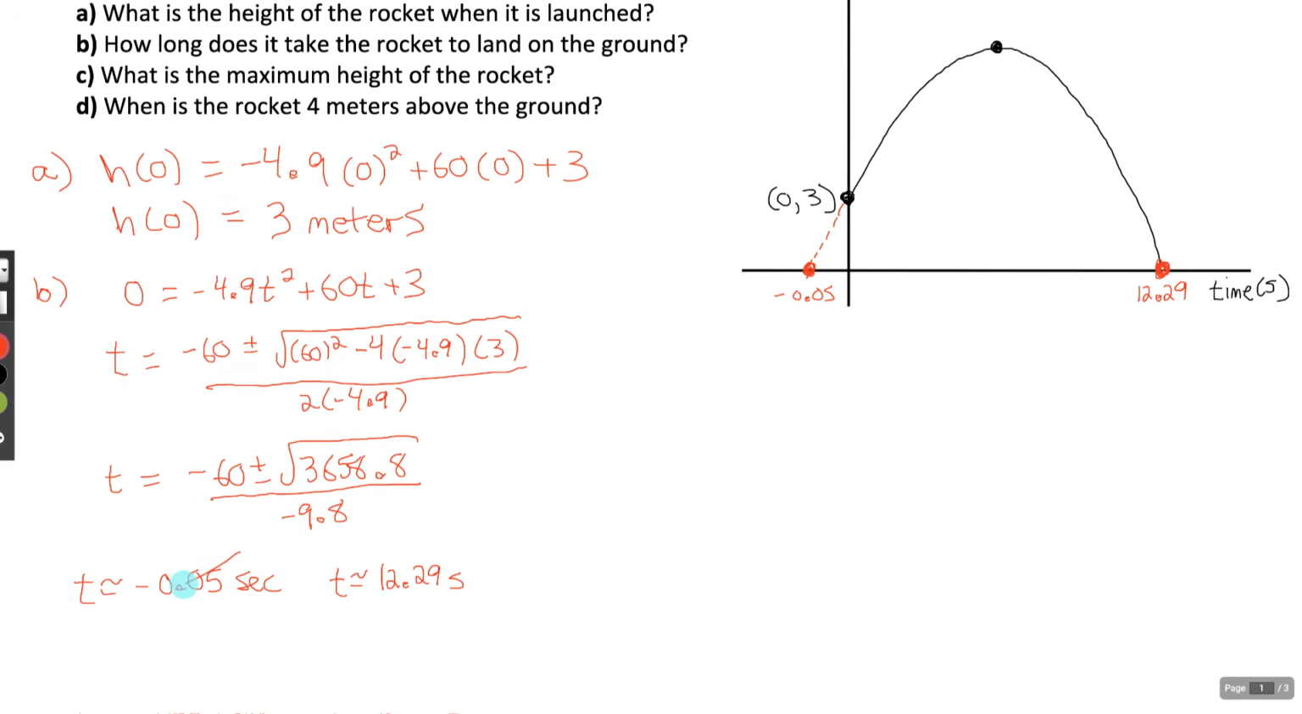So I will reject that first answer, and I know that to answer part B, when does the object land on the ground? It lands on the ground after 12.29 seconds.